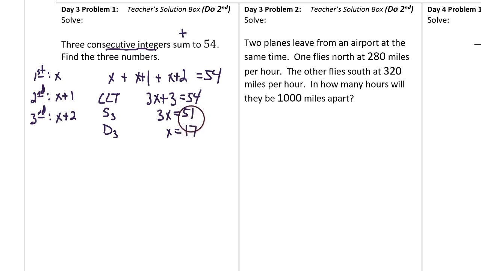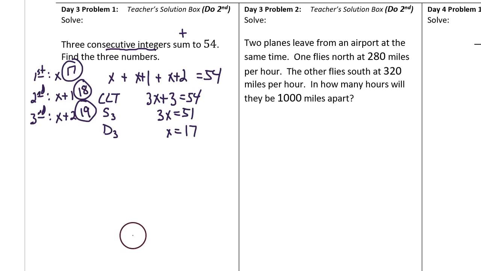Take that answer and check it into the original problem. Find the 3 numbers. We have found the first number. Let's make sure that we also find the other 2. This one would become 18, and this one would be 19.